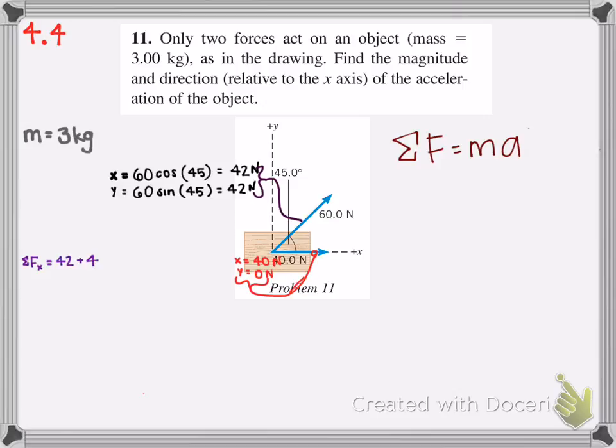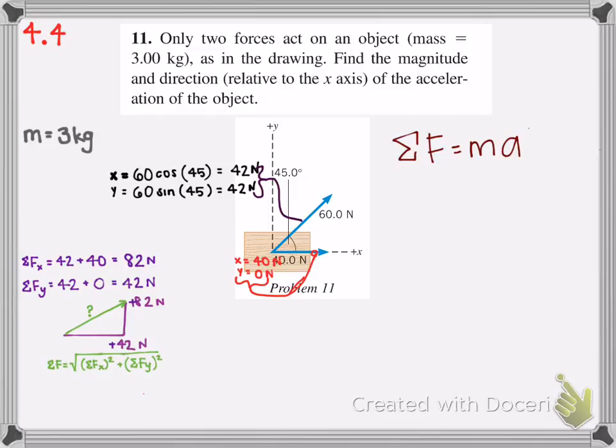First, we need to add all the x's, and we know that it's 82, and then we solve for all the y's by adding them all, and we get 42 newtons. So we know that the net force is going 82 newtons to the right and 42 newtons north. So how do we solve for the actual net force? Well, we'll use the Pythagorean theorem in order to solve for the net force. So we plug our values into the Pythagorean theorem, and we see that the net force is 92 newtons.